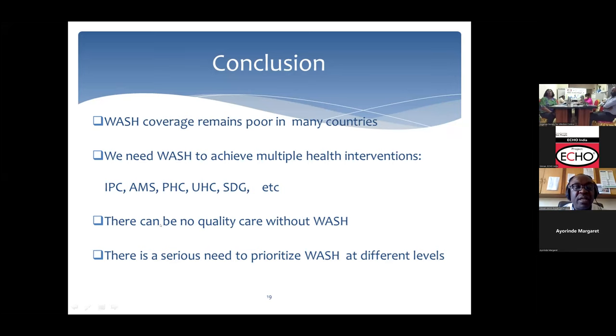Now, the third thing we also want to note is that there really cannot be any quality care without WASH. If you do not have WASH, then there is no way you can deliver quality care. Then you will be talking about something else. And then the last thing I would like to highlight here is that we have a very serious need to prioritize WASH at the level of the different health facilities, with special attention to integrated health centers, as well as health posts where they exist.